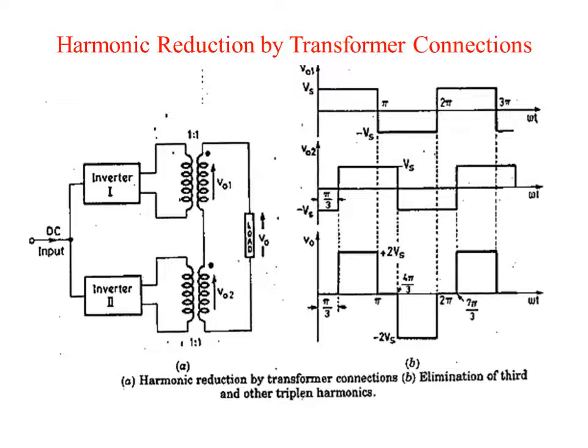It is seen that V0 has an amplitude of 2 Vs from pi by 3 to pi, 4 pi by 3 to 2 pi, and so on. The shape of the output voltage wave V0 is a quasi-square wave.